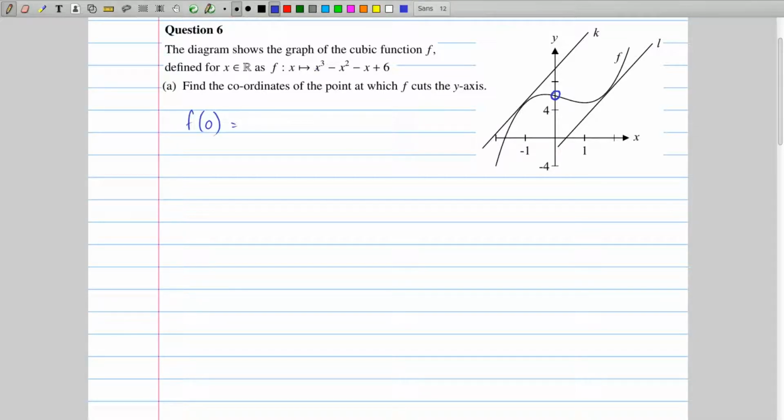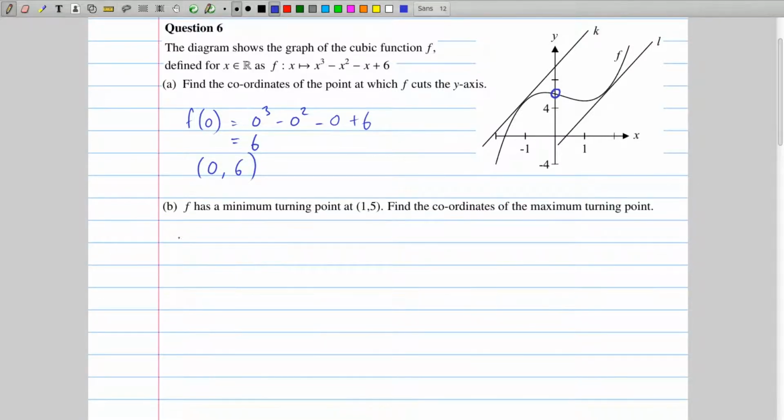We know that's x cubed minus x squared minus x plus 6, so that's 0 cubed minus 0 squared minus 0 plus 6, that's replacing all the x's with zeros, and so you get a 6. And that gives you the y-coordinate. It's asking for the coordinates, so it wants both of them in brackets, so you say the answer is 0, 6.